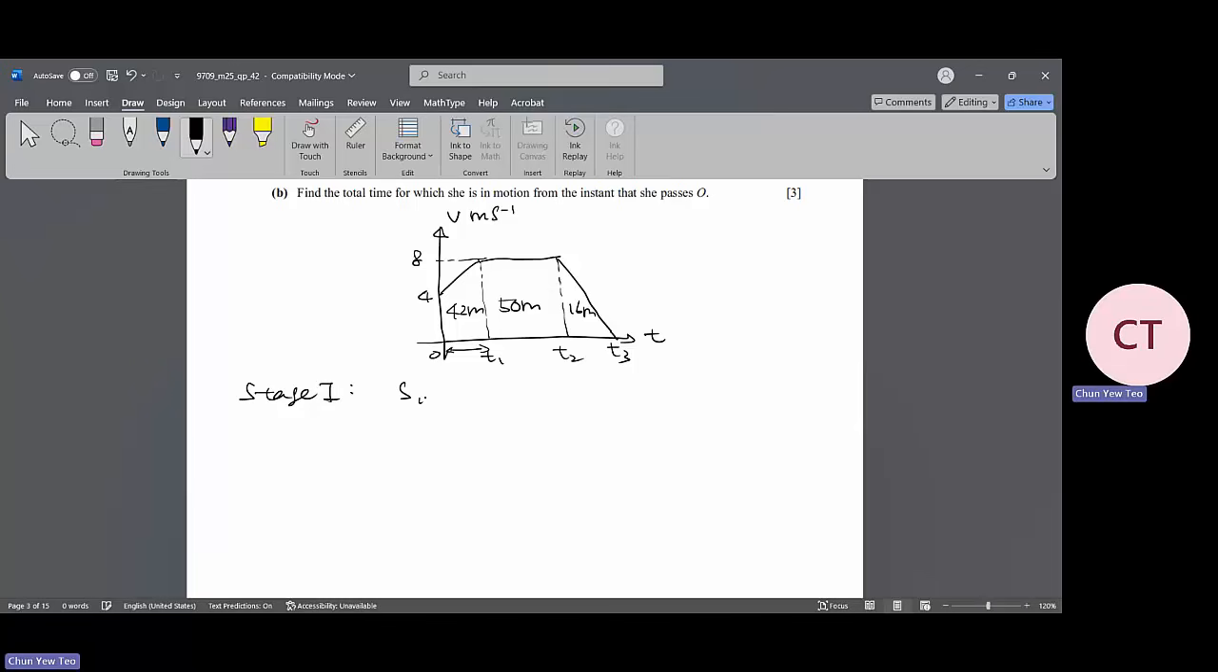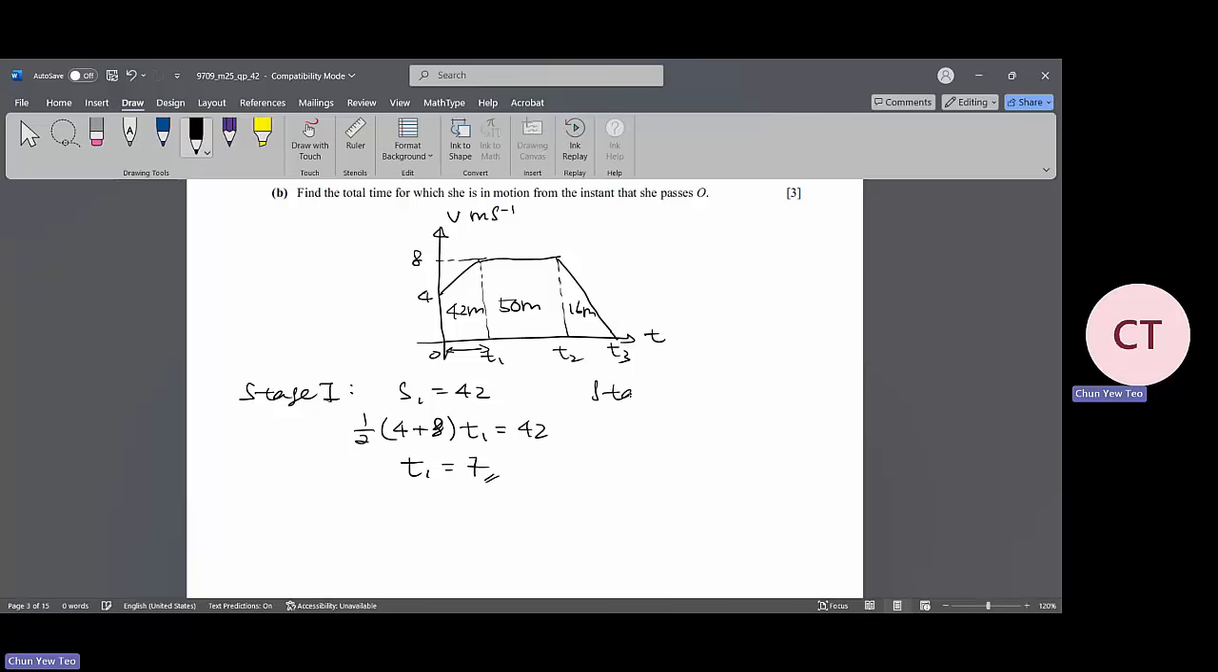So the S1 is equal to 42. This will be the area of trapezium, half times the A plus B multiplied T1. So you will get your T1 is equal to 72 divided by 6, 7 seconds.